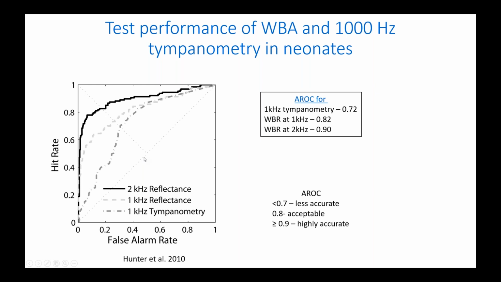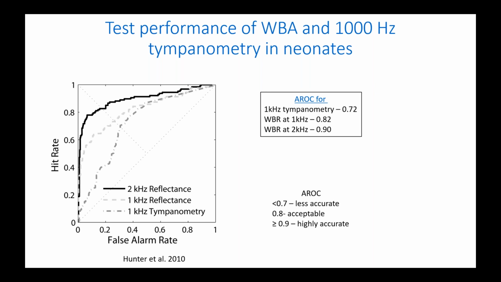So for any test to be useful, it has to show a higher AROC value. Any value less than 0.7 is considered less accurate, anything above 0.8 is acceptable, and anything greater than 0.9 is highly accurate.